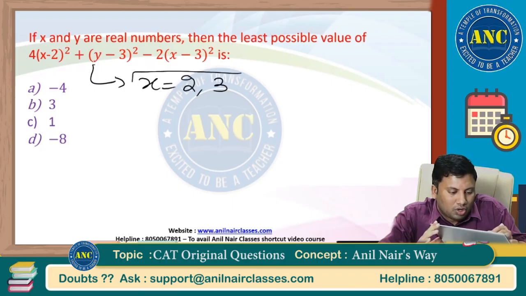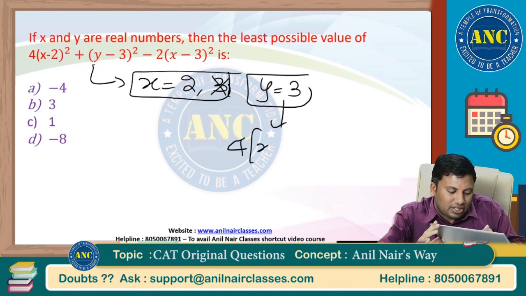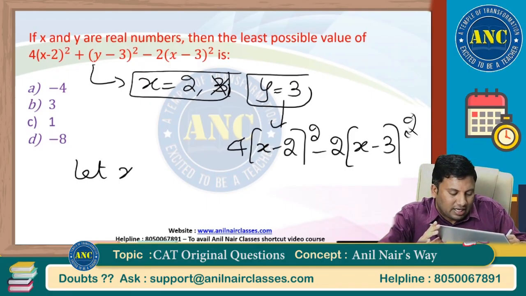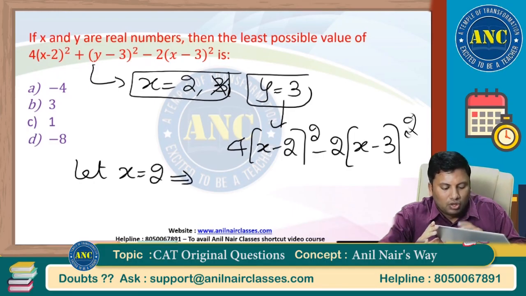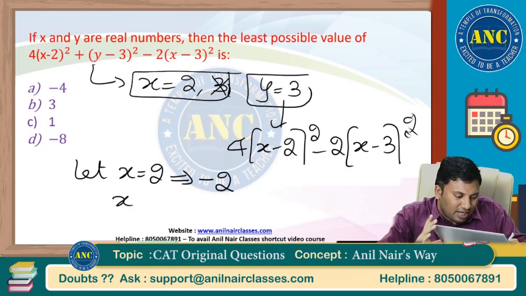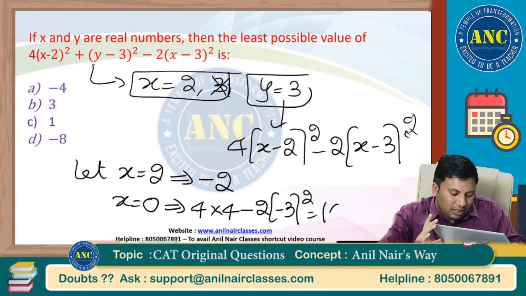x equivalent to 2 and y equivalent to 3, I did. At y equivalent to 3, the equation became 4 into x minus 2 square minus 2 into x minus 3 square. Then I checked with x equivalent to 2. How much did I get? Minus 2. But there is an answer minus 4. Just I checked with x equivalent to 0 also. 0 minus 2 square, 4, minus 2 into minus 3 square. This is nothing but 16 minus 18, minus 2, I got.